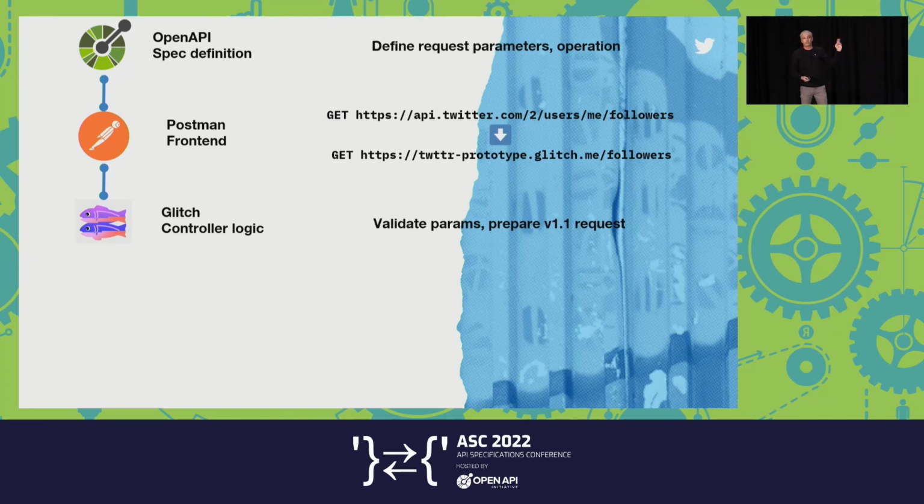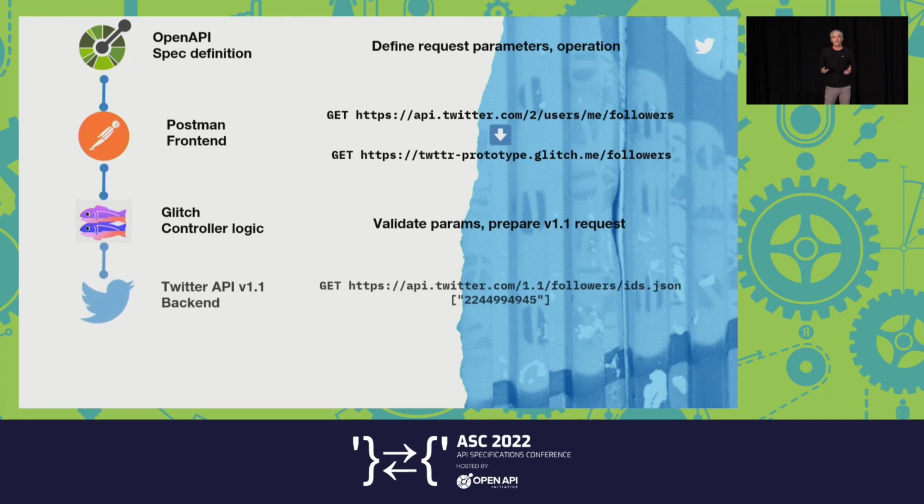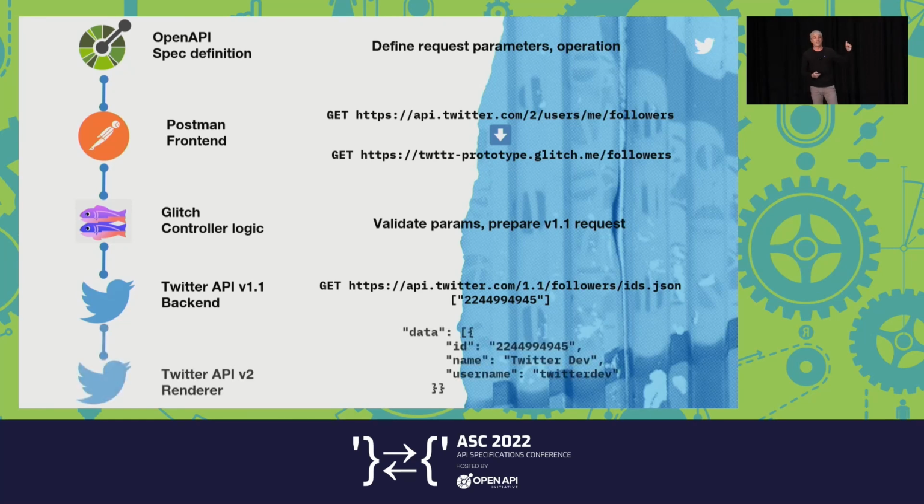That Glitch controller also did one more thing. It would get the actual request and convert it into a v11 API URL. It will call the API and get the response, which would look like just an array of strings looking like an ID. And then, with the same OpenAPI spec, with the design we put there, use the schema for that object and render the actual object. And that was the data that the user will receive in the Postman client.